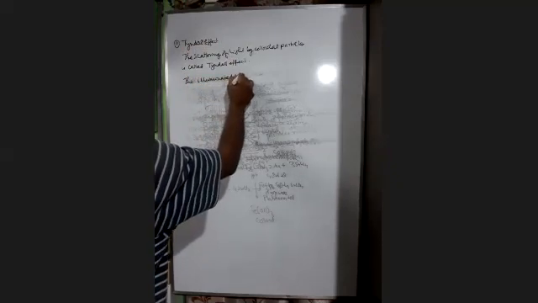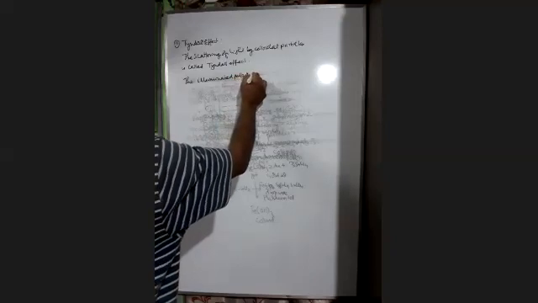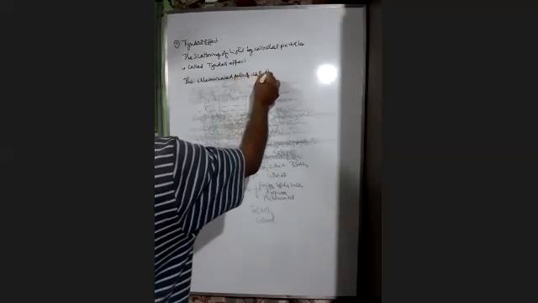So Tyndall is spelled D-A-double-L, sir. Double L, yes. Sorry. The illuminated path of the light is called the Tyndall cone.